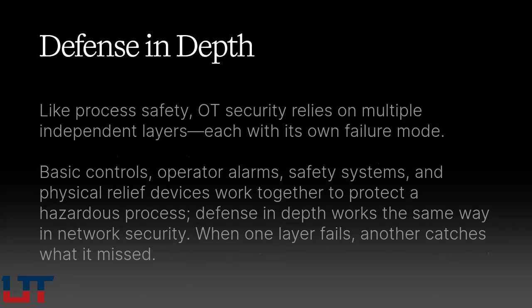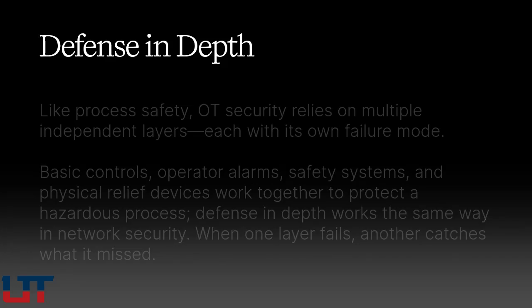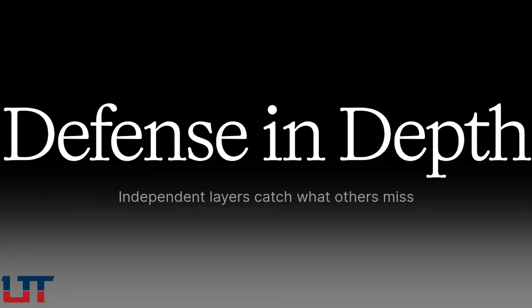This is the same philosophy as a process safety system. You don't rely on a single safety instrumented function to protect a hazardous process. You have multiple independent layers: basic process control, operator alarms, safety instrumented system, physical relief devices. Each layer is independent and each has its own failure mode, and the combination provides protection that any single layer couldn't. So defense in depth in network security works the same way. We have multiple layers, each of them independent, each catching what the others miss.